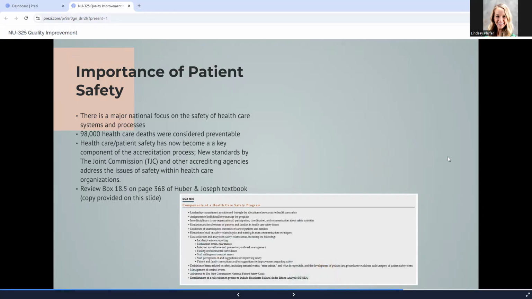So we as nurses need to be able to identify areas of improvement. Healthcare or patient safety has now become a key component of the accreditation process, and there's actually new standards set by the Joint Commission or the TJC and other accrediting agencies to address the issues of safety within healthcare organizations. And again, here's that copy of box 18.5. It's on page 368, but we definitely want y'all to look this over to see what does safety look like within a healthcare organization.